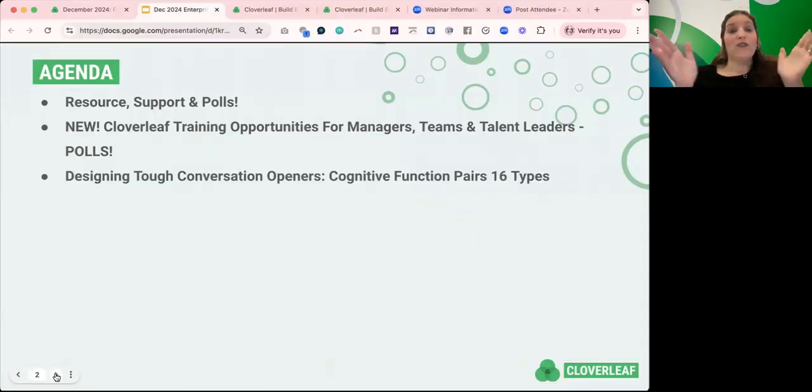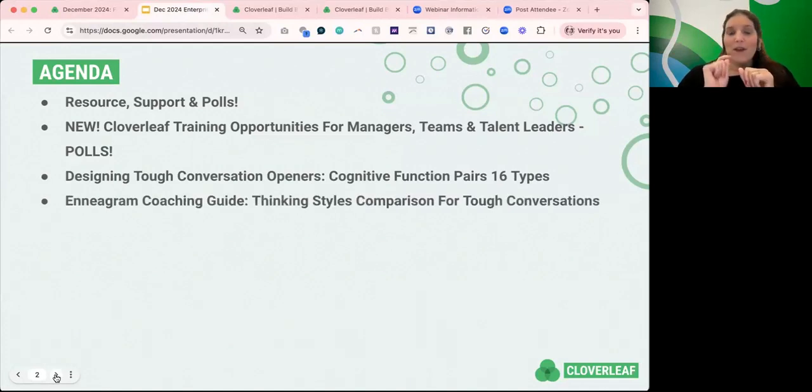First of all, we're going to talk about designing tough conversation openers. Sometimes it's just hard to start those tough conversations, and we're going to help you do that with the cognitive function pairs of 16 types on your team dashboard. Then we're going to give you an Enneagram coaching guide, and we're going to use the thinking styles comparison for tough conversations. That's a self-coaching guide. You'll be able to look at the thinking styles comparison on Enneagram, and if you don't have Enneagram, you can also adapt it to some other assessments using the thinking styles comparison.